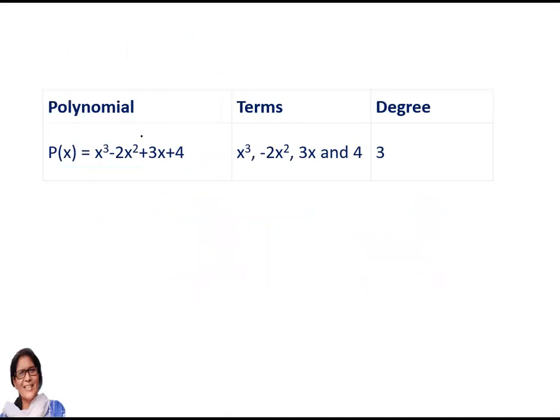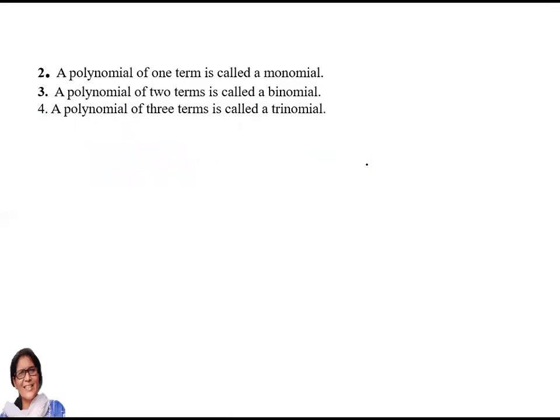Next, coming to questions. Examples. Polynomial p(x) is equal to x cube minus 2x square plus 3x plus 4. What are the terms? One term is x cube, one is minus 2x square, one is 3 times x, one is 4. There are 4 terms. What is the degree? Degree is 3. The highest power, 3, is the degree.